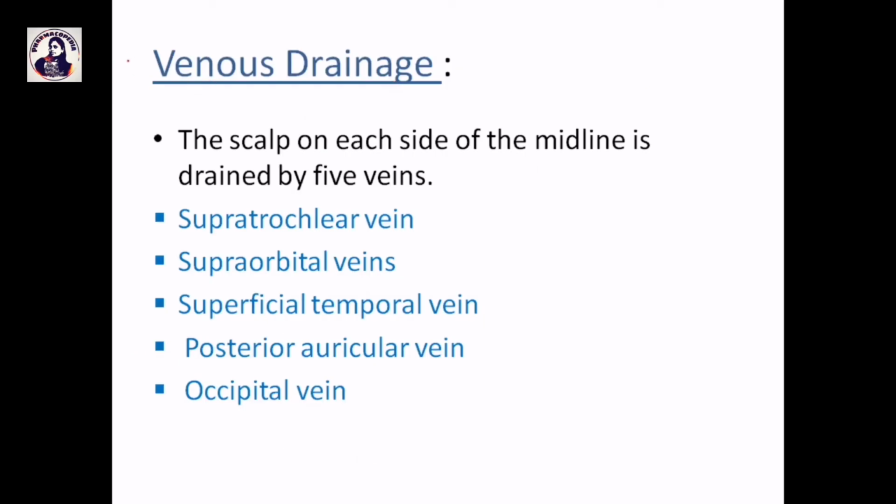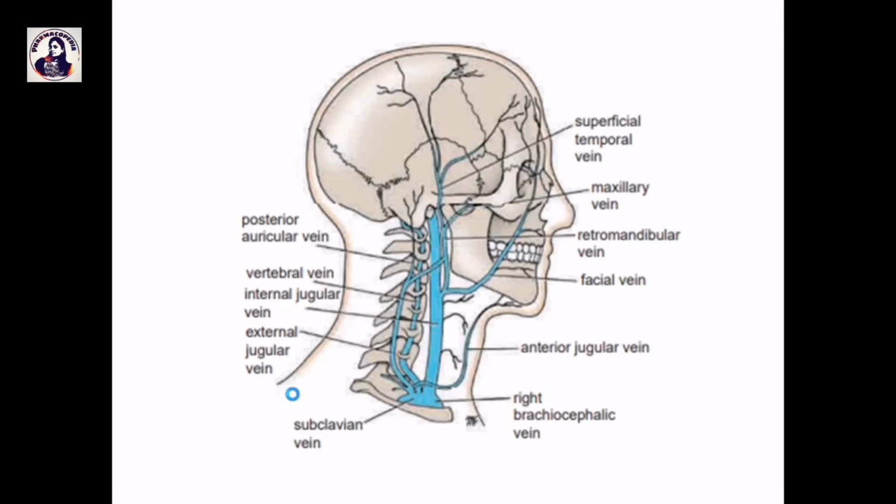Now talking about the venous drainage. So on each side it is simply drained by the 5 veins. So इसमें name याद करने में कोई problem नहीं है, because जो names हैं वो repeatedly repeat हो रहे हैं. Supratrochlear artery, supratrochlear vein, supraorbital artery, supraorbital vein. Okay, similarly superficial temporal vein, posterior auricular vein and the occipital vein.